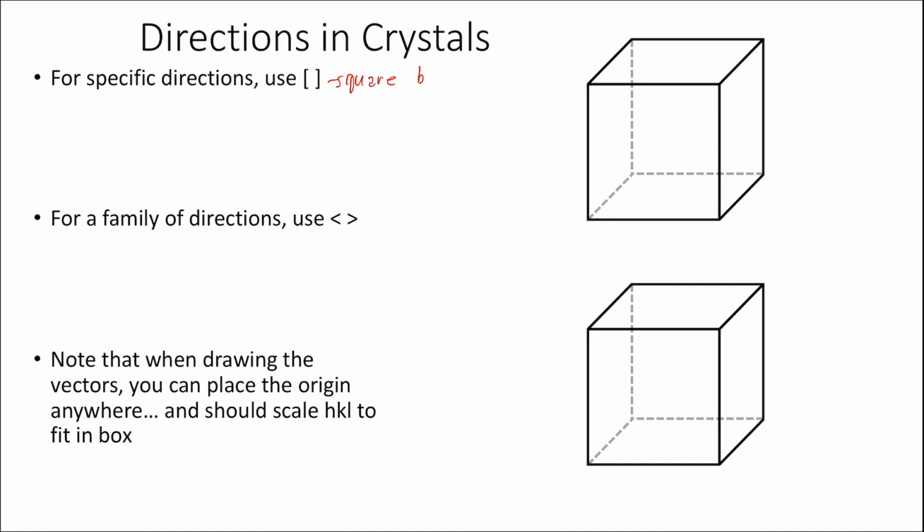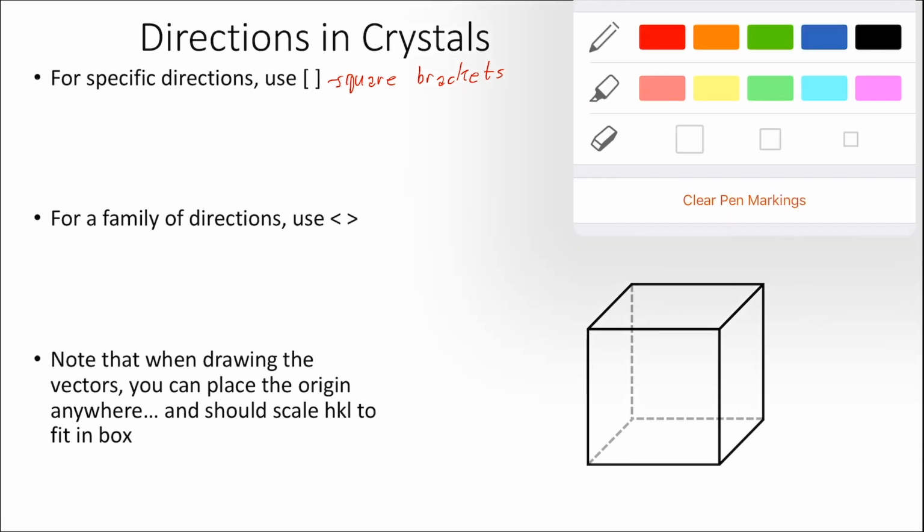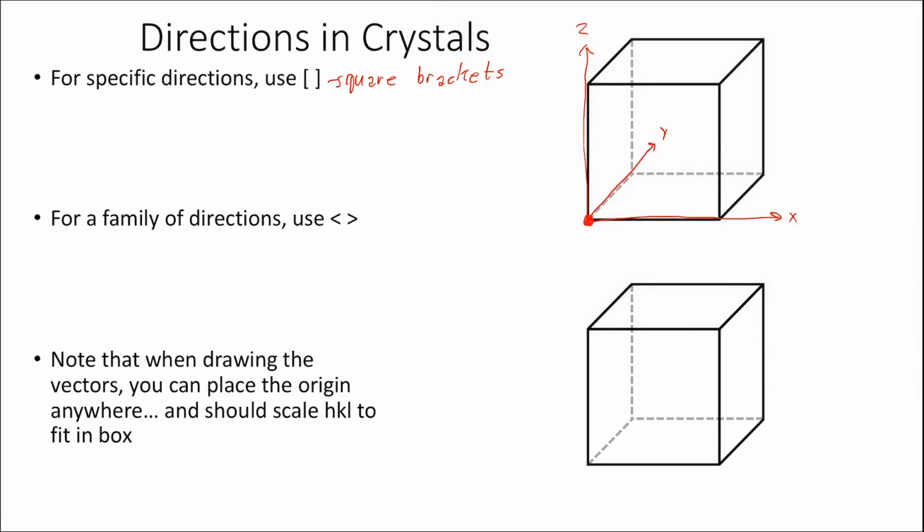These square brackets tell us, all right, we're going to go in this one particular direction, and that particular direction is basically defined by where we choose to place the origin. So I'm going to start off here by placing the origin in the bottom right. This is going to be my x direction, my y, and the z going up here. Let's first start off with an example of the 1, 0, 0 direction.